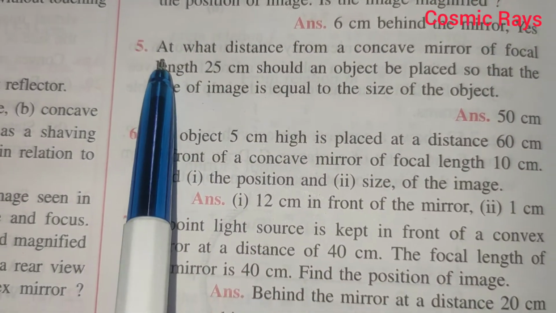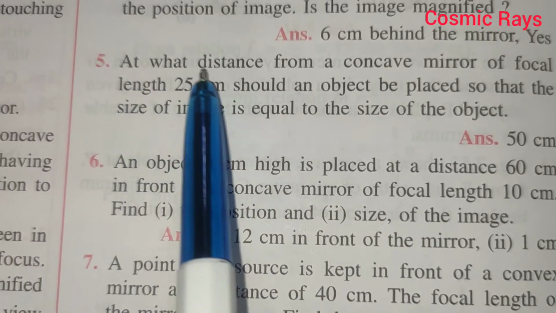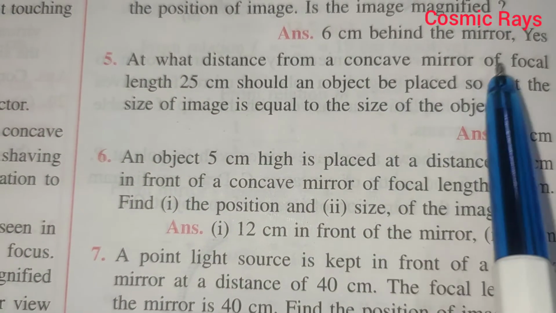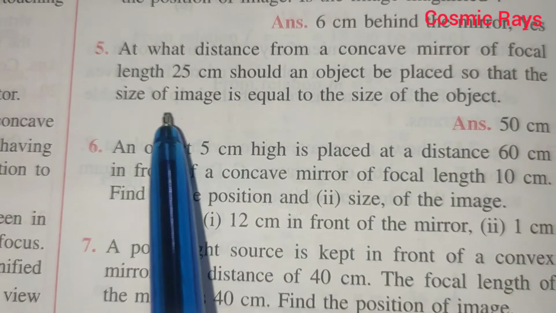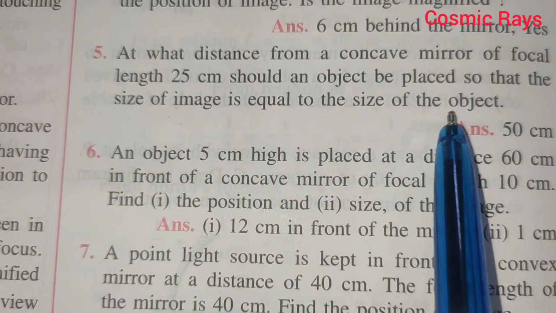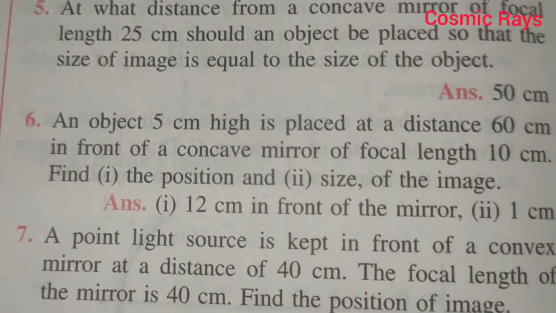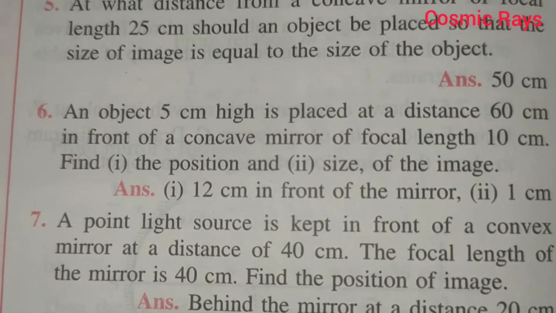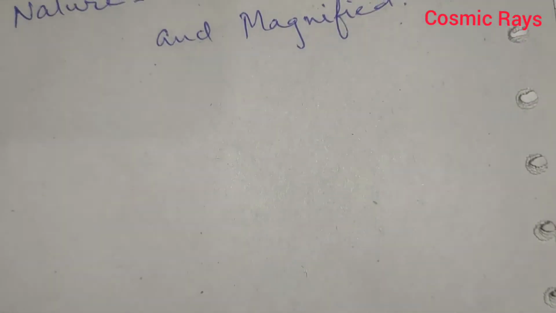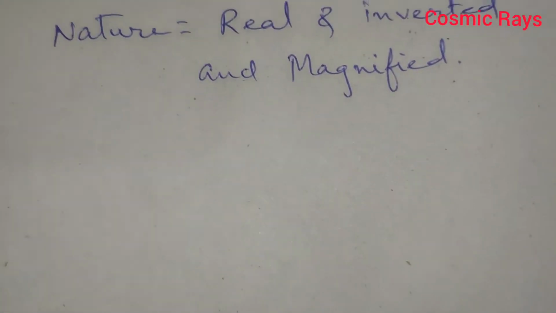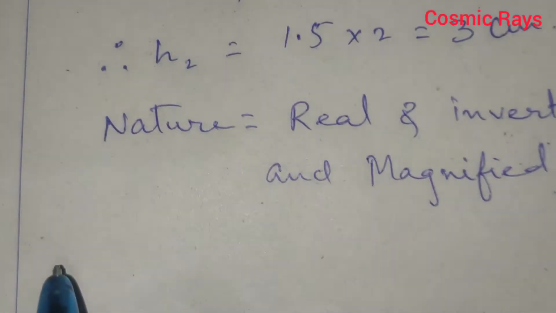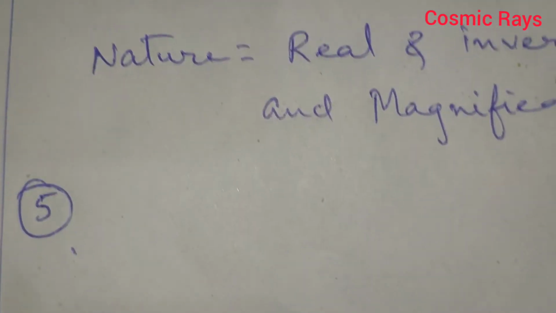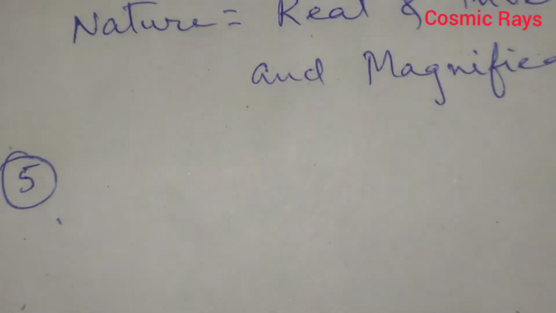Let's take number 5. Question number 5 says, at what distance from a concave mirror of focal length 25 centimeter should an object be placed so that the size of the image is equal to the size of the object? For this, we know from the ray diagram that if we place the object at the center of curvature, then the image is also formed at the center of curvature and is of the same size as that of the object. So we'll make use of that.